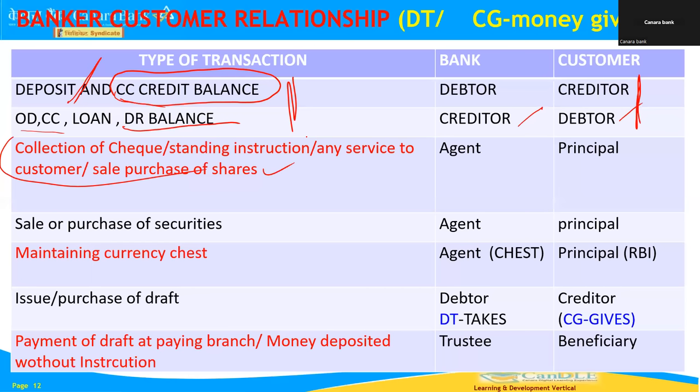Okay, even payment of draft is the same thing. Money has been given. You have to make the payment. Once the DD comes, only then you will make the payment. The DD he has brought, by issuing the DD, is a creditor debtor relationship. He has taken the DD.